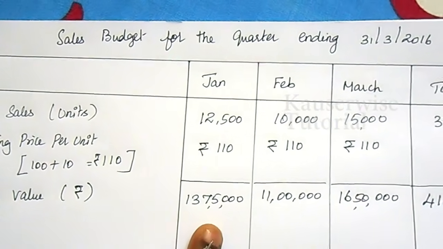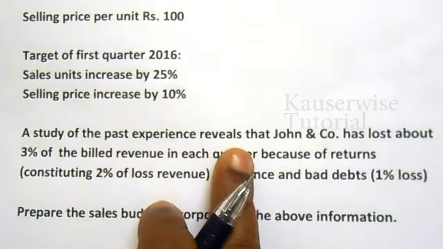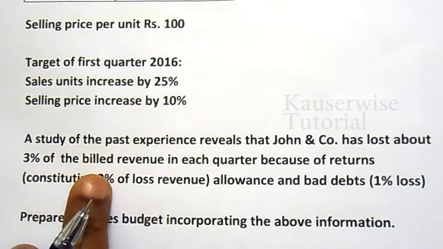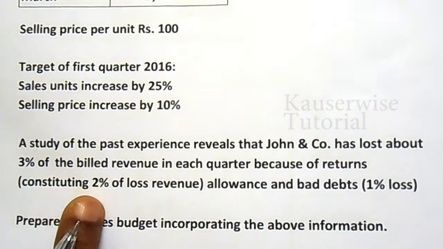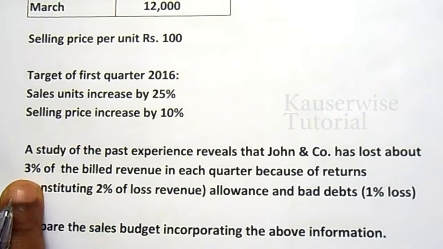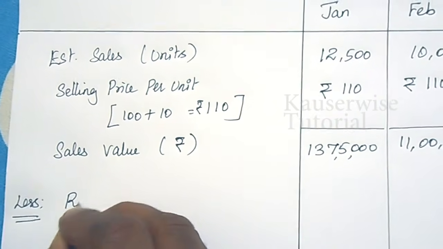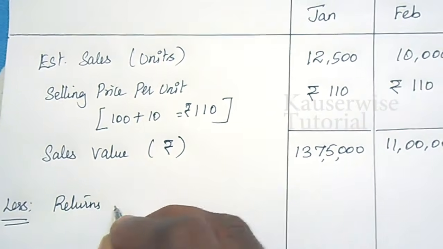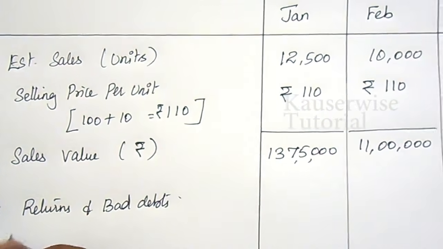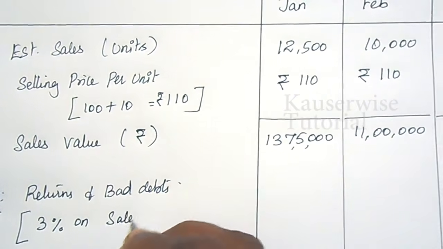Now just see the problem for any additional information regarding the sales budget. The past experience reveals that the company has lost about 3% of the billed revenue, because of 2% returns and 1% bad debts. So altogether a 3% loss. This will be subtracted from the sales value. Less: returns and bad debts. How much? 3% on sales value.